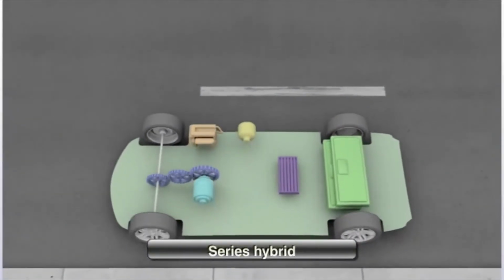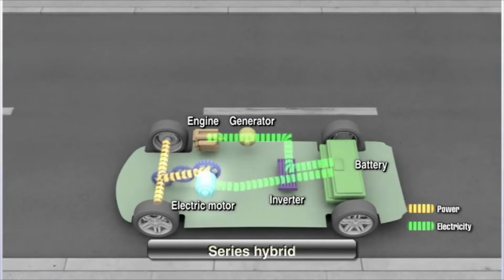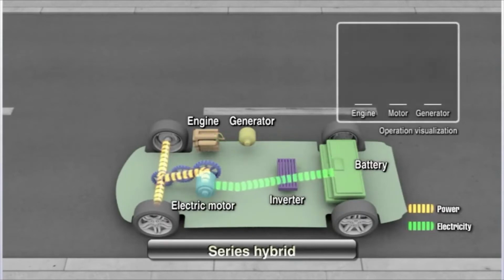In a series hybrid, the gas engine turns the generator, charging the batteries. The battery then powers the motor that drives the car. Thus, the vehicle is driven solely by the motor, and the engine serves only as a generator.